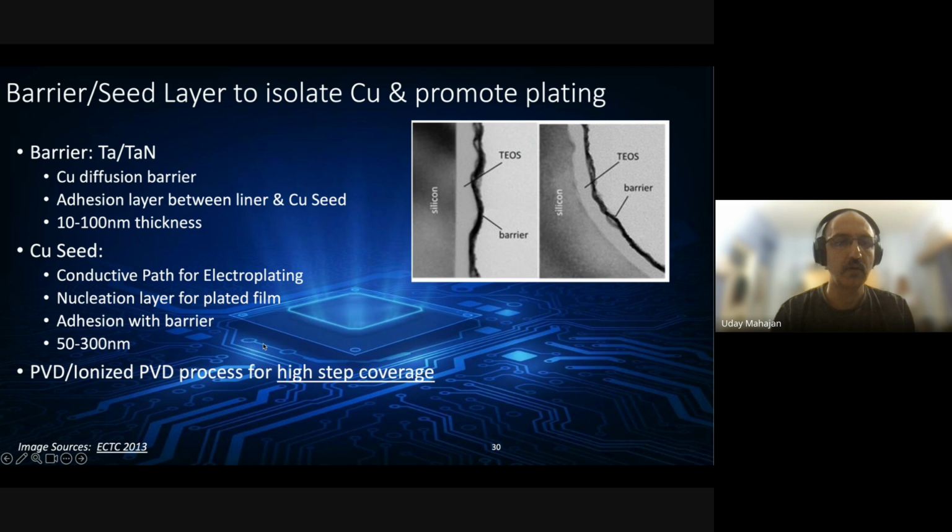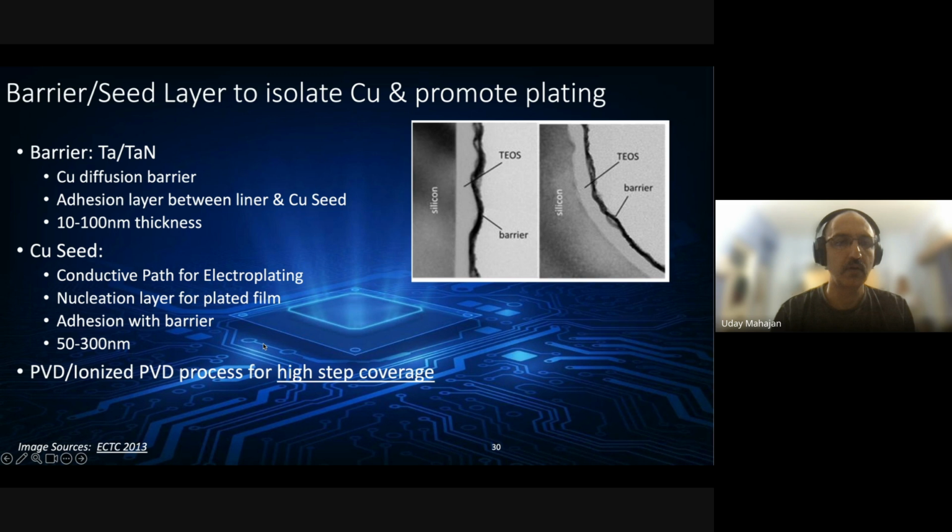And after that, you put down a copper seed layer, which gives you a conductive path for the subsequent electroplating step, because electroplating needs a conductive layer, with higher conductivity than what the tantalum nitride can provide. It is also a nucleation layer for the plated film, for the film to nucleate and grow, and provides better adhesion to the barrier. This film is slightly thicker than the barrier layer and is deposited using a physical vapor deposition process. Newer generations use what's called an ionized PVD process, which gives you much higher step coverage.